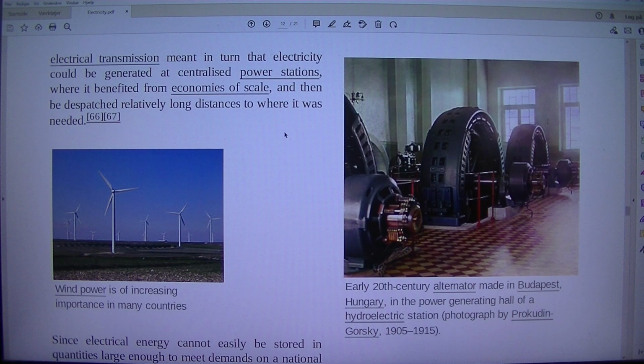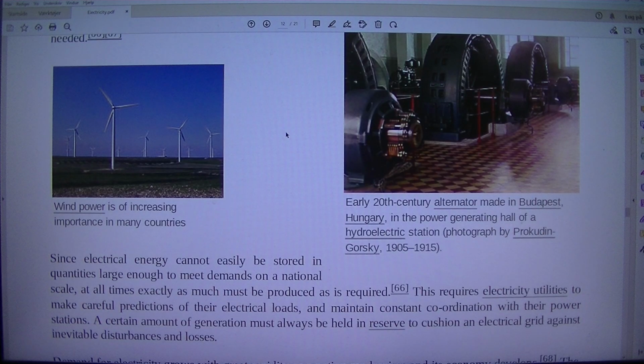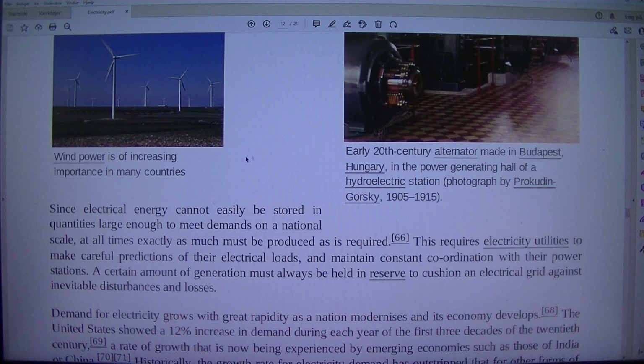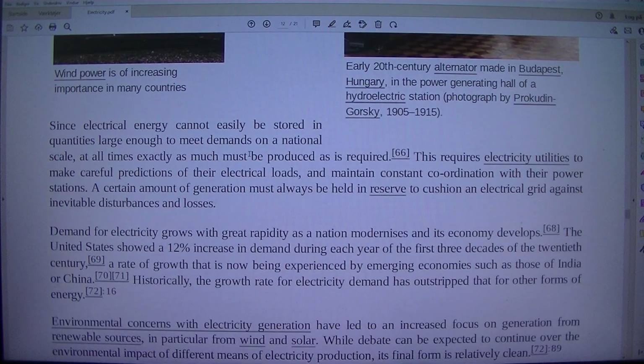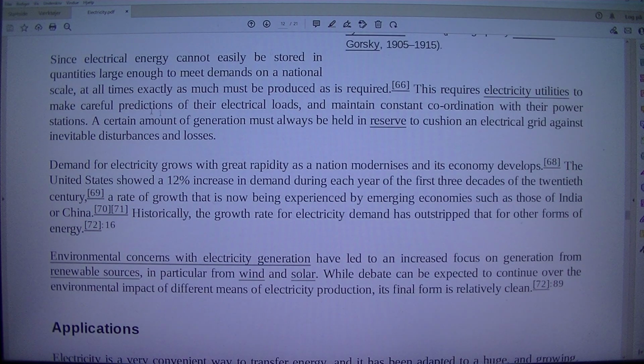A wind farm of about a dozen three-bladed white wind turbines. Wind power is of increasing importance in many countries since electrical energy cannot easily be stored in quantities large enough to meet demands on a national scale. At all times exactly as much must be produced as is required.